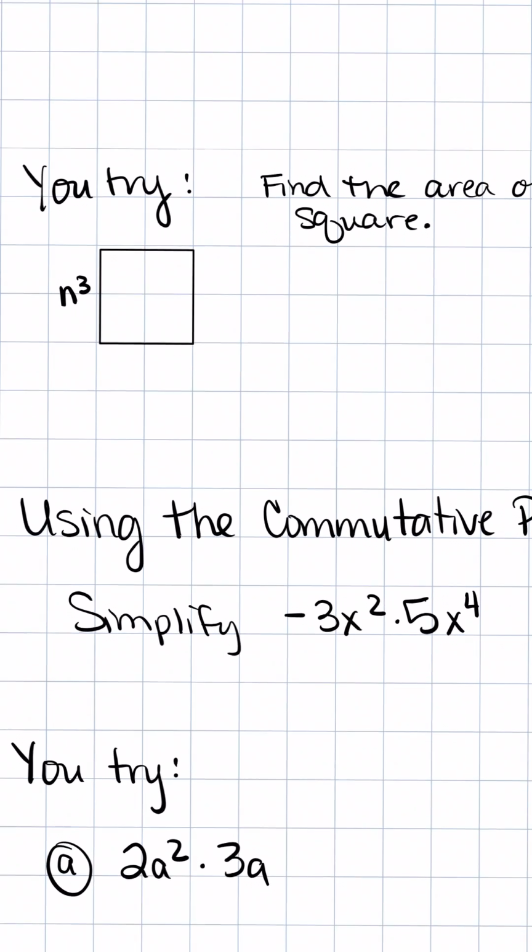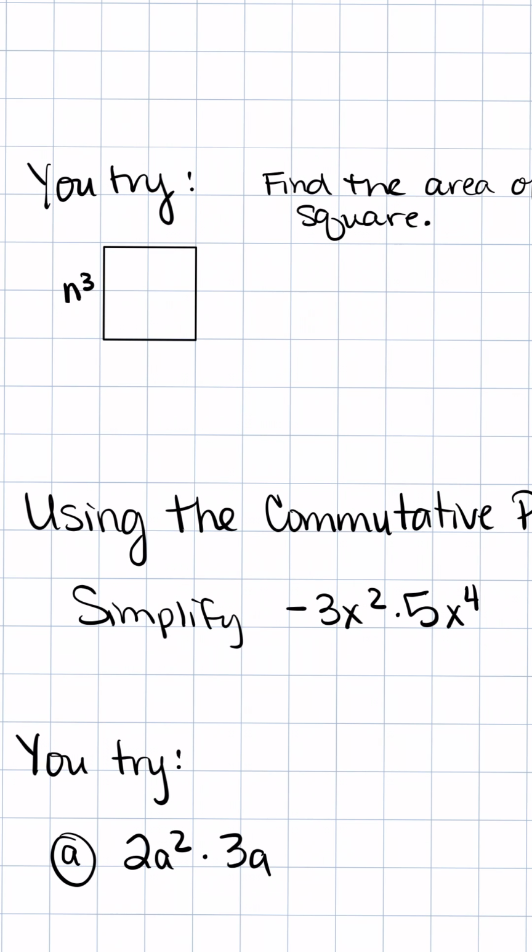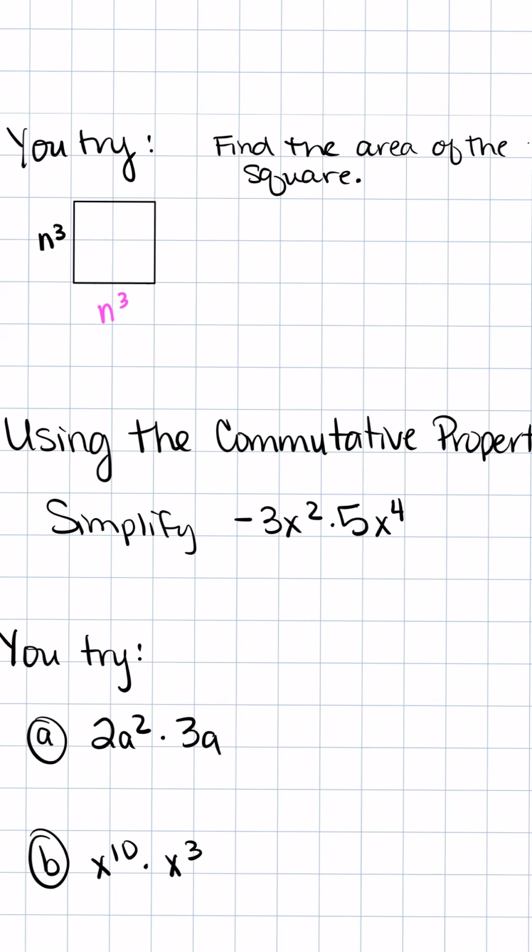So here we have a square. This is n to the 3rd power, which means all of the sides are n to the 3rd power. The area of the square is length times height or width. So you try that on your own. Come back to me when you're done. For this one, you should have got n to the 6th power.